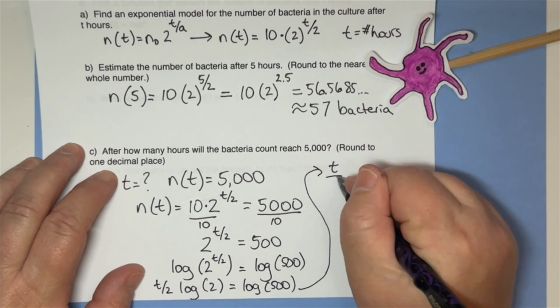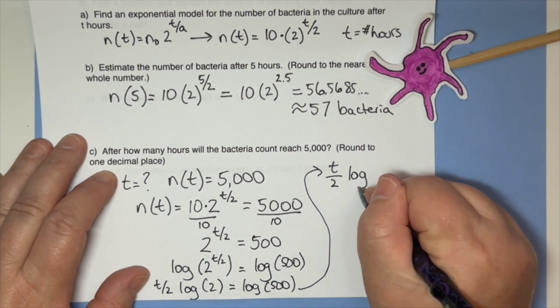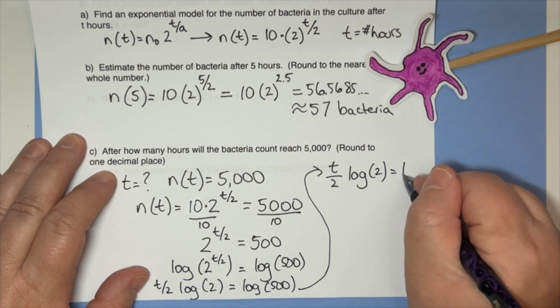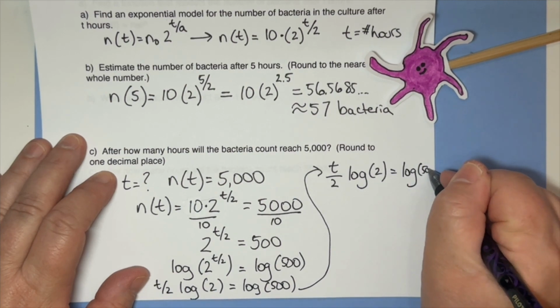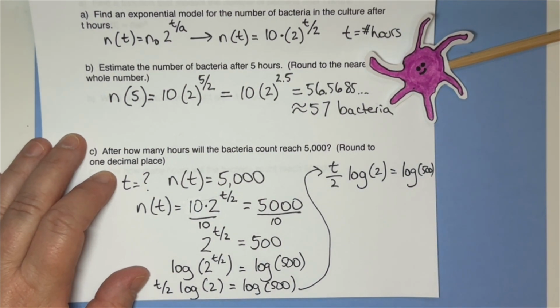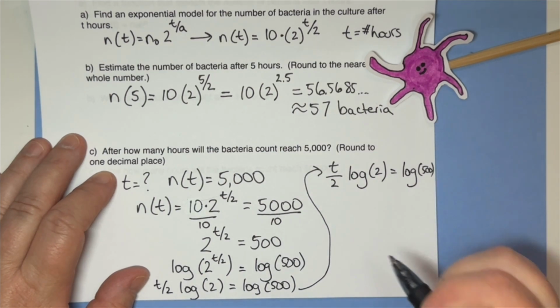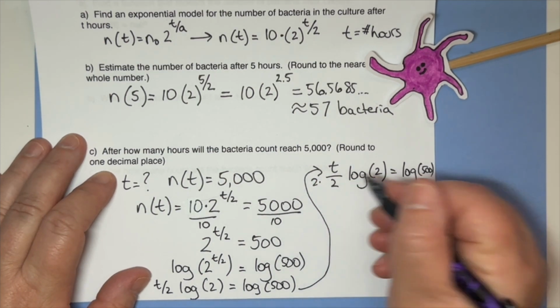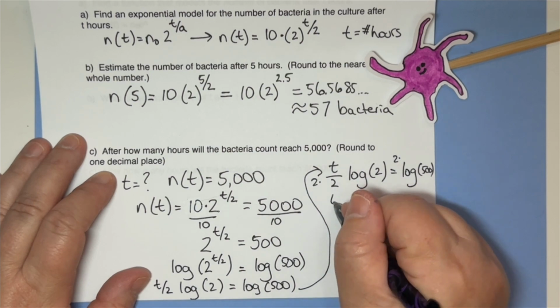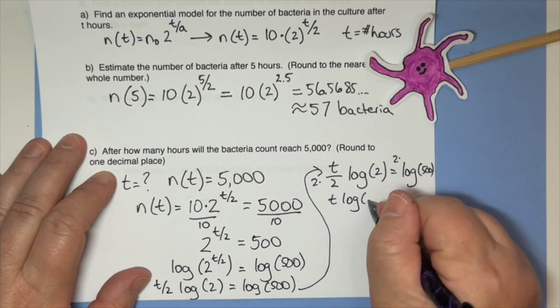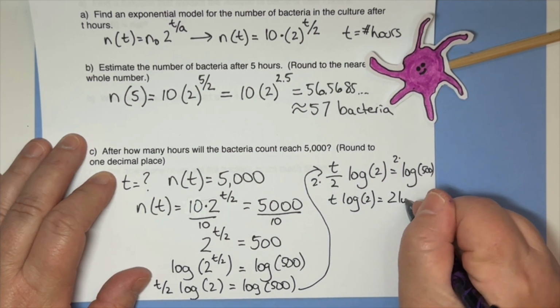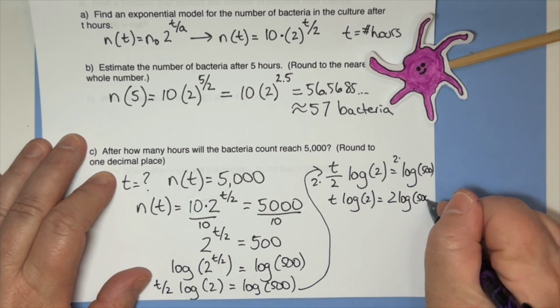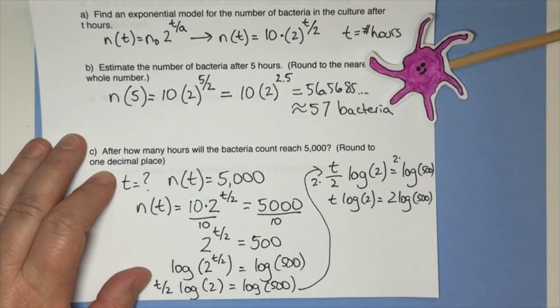So I've got T over 2 times log of 2, equal to log of 500. So far, so good. I'm going to multiply both sides by 2, and I'll get T times the log of 2 is equal to 2 log 500. Then I'm going to divide both sides by log of 2.